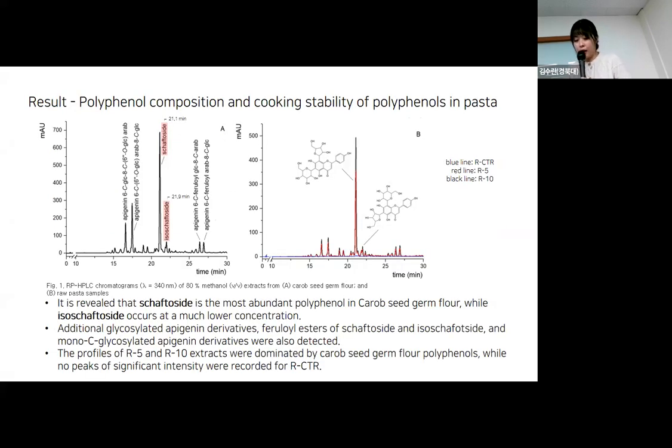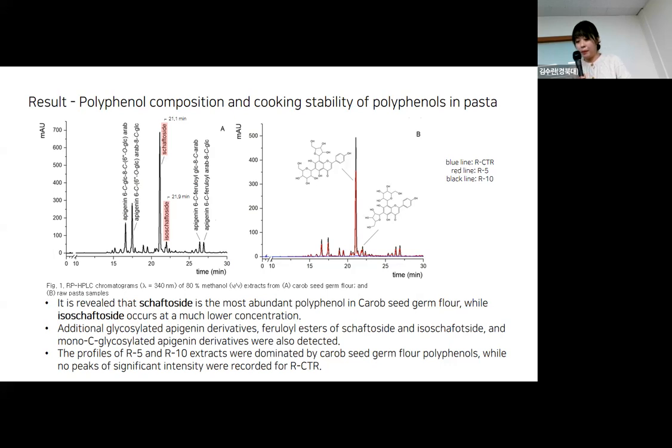So in this study, they revealed that schaftoside is the most abundant polyphenol in carob flour, while isoschaftoside occurs in much lower concentration. The dominant polyphenols of carob flour are depicted in figure 1A, and the peaks at lower retention time have been identified as additional glycosylated apigenin derivatives, and the peaks at high retention time are the acyl esters of schaftoside and isoschaftoside. The minor amount of mono-C glycosylated apigenin derivatives are also detected in the polyphenol extract of the carob flour.